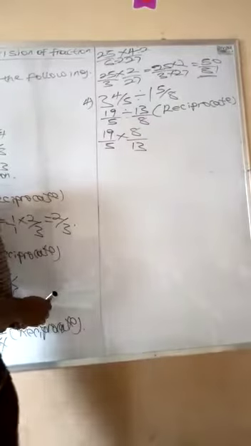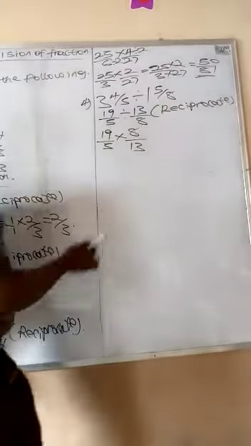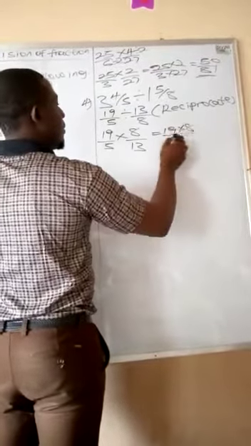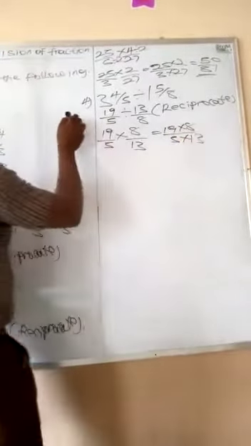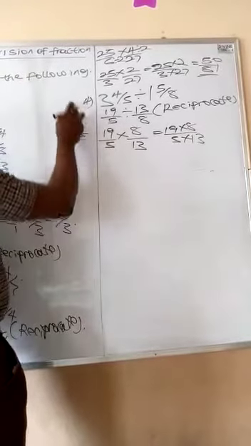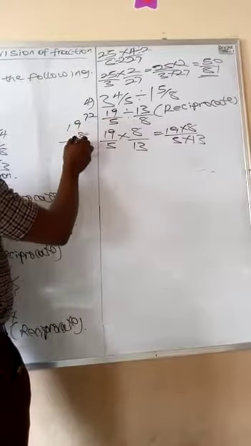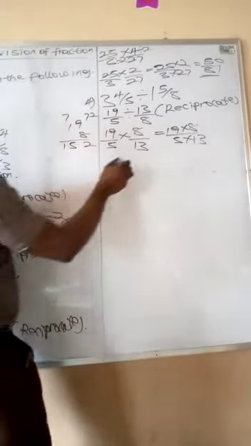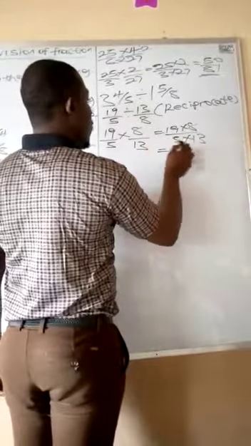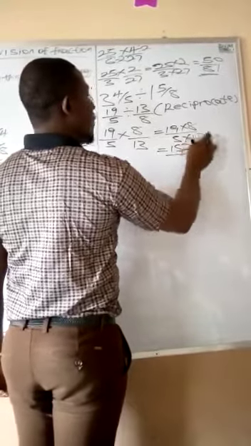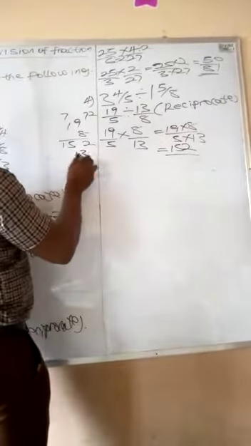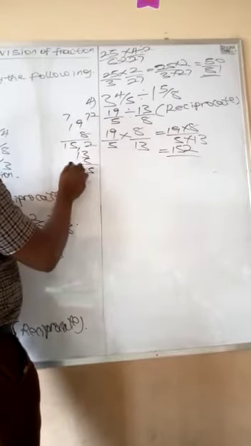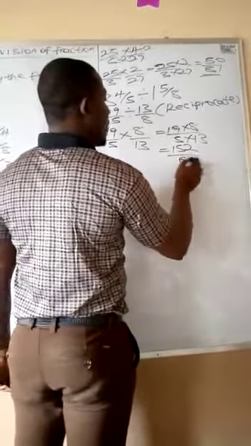Now if you look carefully, you will see that there is no number for us to reduce. So we're going to multiply. So we have 19 times 8. 9 times 8 will give us 72. And then we carry 7. This will be 8 and that will be 5. So we are going to have 152 over, then we have 13 times 5. So this will be 15, then we carry 1, we have 6. So we are going to have this.